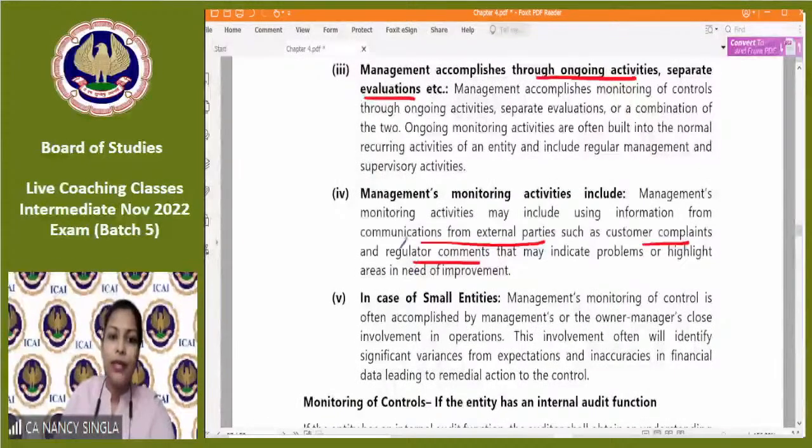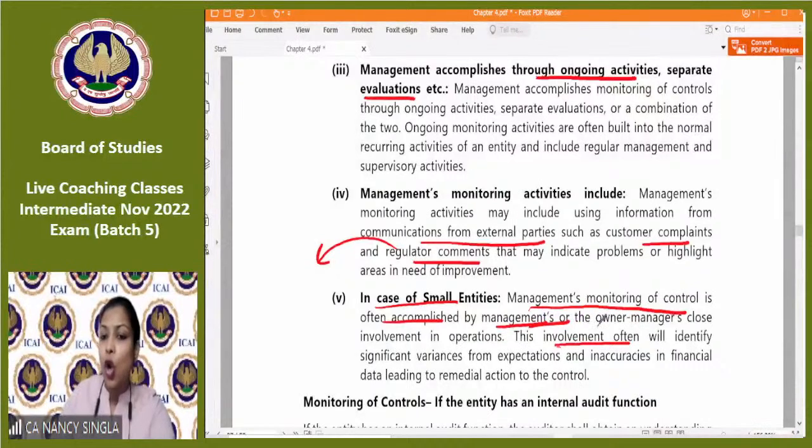Regulator comments: let's say any income tax assessment order or any income tax demand is there from the tax authorities. So why has that demand come? Is there any internal control which is not working properly in the tax department? In case of small entities, management's monitoring of control is often accomplished by management or owner managers. Why owner managers? Because in small entities, the owner is the management only. So close involvement in operations. I hope it is clear.